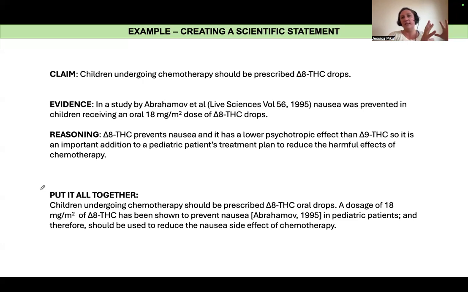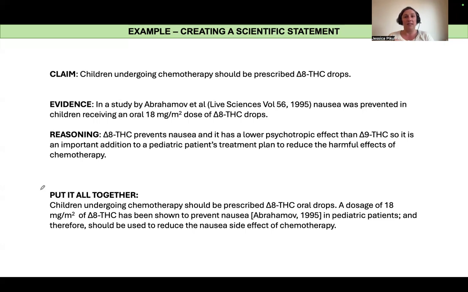So using this same example, we could write a statement that had a claim that children undergoing chemotherapy should be prescribed delta H, like oil drops, THC drops. The evidence, we could say, in a study by the author Abrahamov et al., published in Life Sciences in 1995, nausea was prevented in children that were receiving this dosage of delta H THC drops. And then our reasoning would be that the delta H THC prevented nausea.